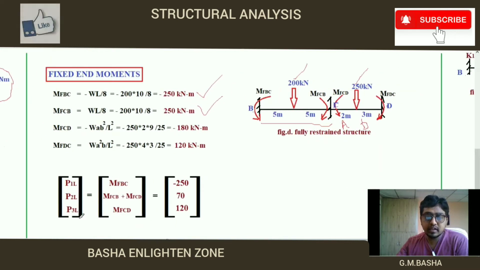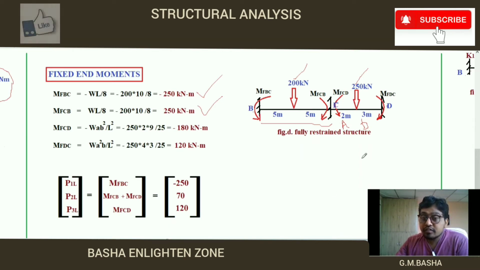P1L, P2L, P3L. I already told you so many times, this P1L, P2L, P3L can be obtained from the given loading conditions. So based on the given loading conditions, we are finding the fixed moments. So what is the P1L here? Here we selected coordinate position at B. So P1L is related to first coordinate position, P2L related to second coordinate position, P3L related to third coordinate position.